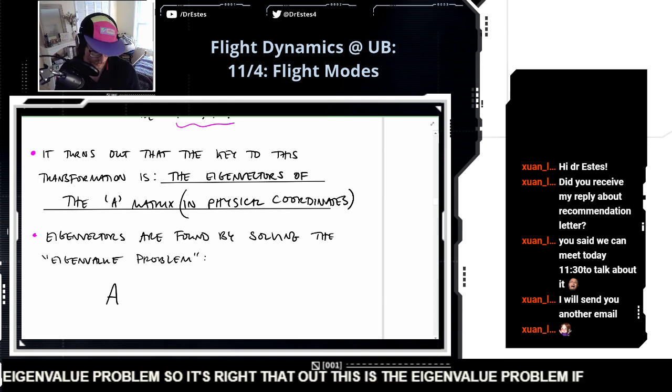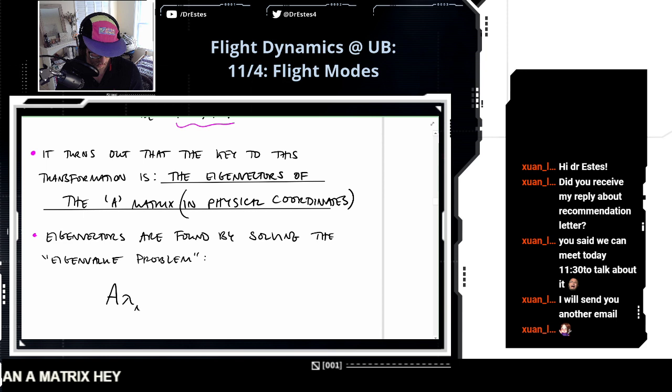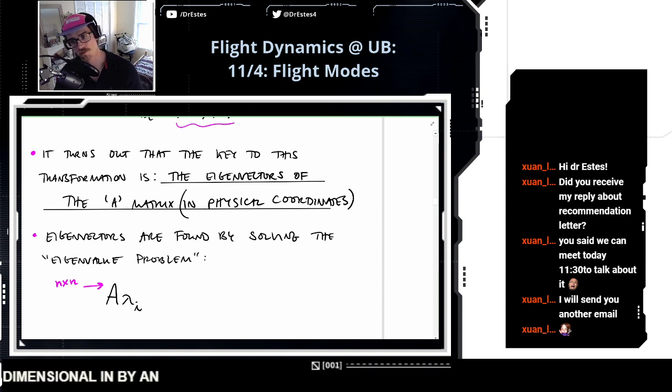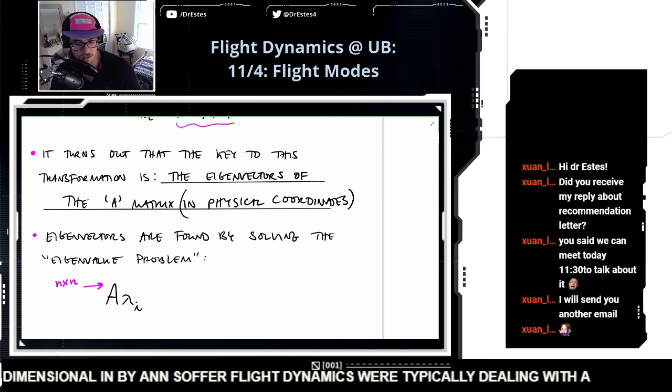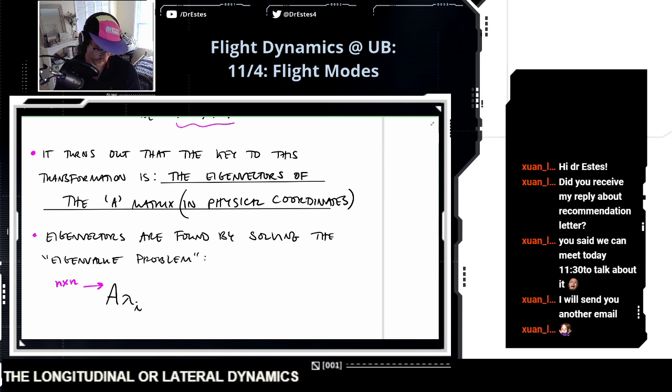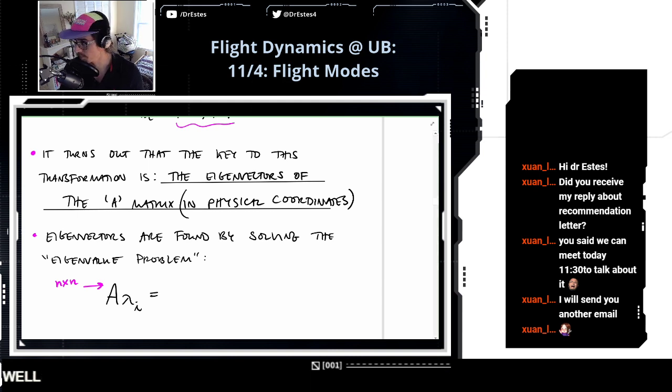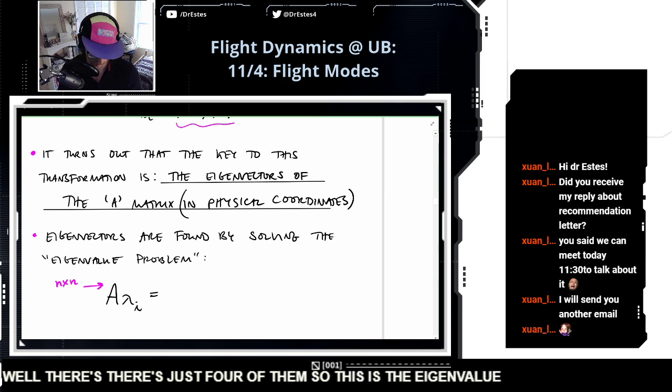If you have an A matrix, A operating on an eigenvalue, and I put a subscript i because if A is n dimensional, n by n, so for flight dynamics, we're typically dealing with a 4x4 for the longitudinal or lateral dynamics, there's 4 possible eigenvalues as well. So this is the eigenvalue problem. Oh, what am I doing? This should not be lambda i. This should be the eigenvector.